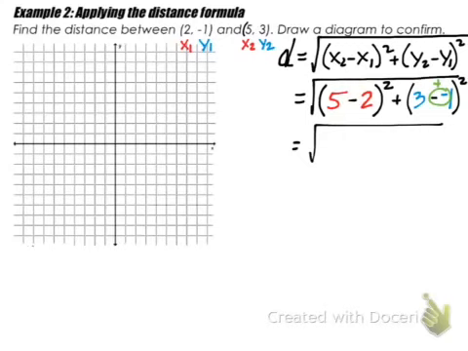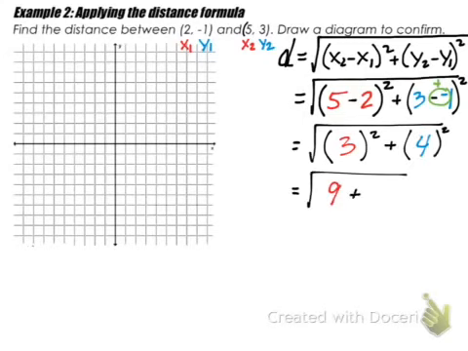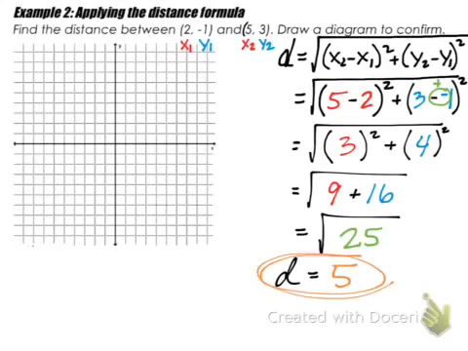So we have d equals the square root of 3 squared plus 4 squared. Simplifying further, we get 9 plus 16. The distance is equal to root 25. The square root of 25 is a perfect square, so the distance between those 2 points is 5 units.